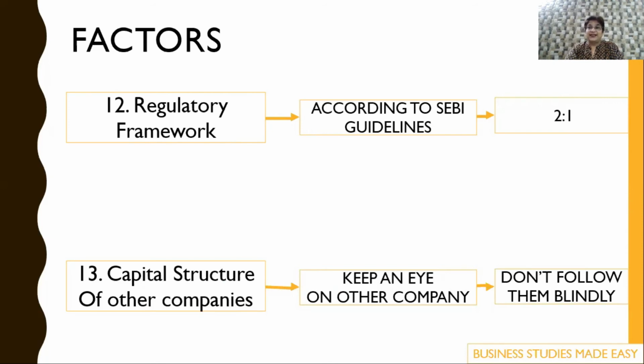Suppose they have raised debt. Why? Because their operating cost and operating risk is very less. So they raise debt and you also raise debt. But your operating cost and operating risk is already very high. So your business becomes very risky. Now your shareholders are not happy with it, because they're bearing all the risk. They want more returns, and despite you giving them a lot of dividend, they're still not happy. So keep an eye on what the other people are doing, but don't follow them blindly.